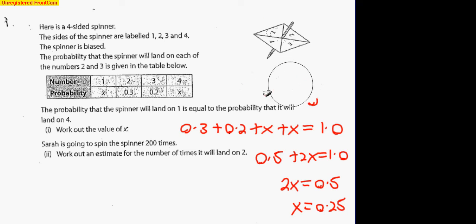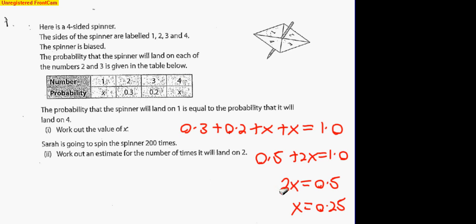If you're not happy with the decimals, another way of thinking of it would be as a percentage. For instance, this one's 30%, this one's 20%. That means that that's 50% in total, which leaves 50% left. 50% is shared amongst the two of these. That would put them at 25% each, which is 0.25. Okay? Now that that's done, the value of x is 0.25.